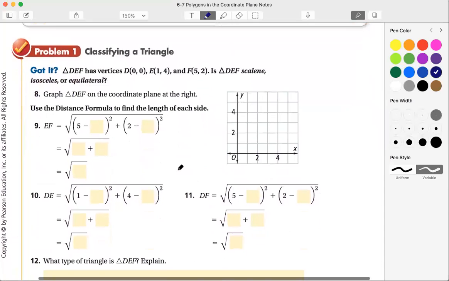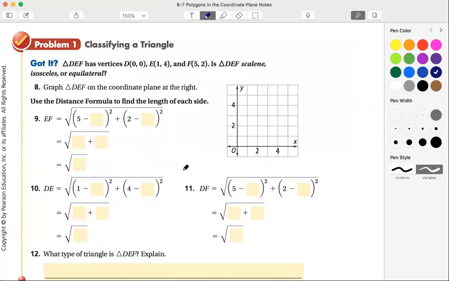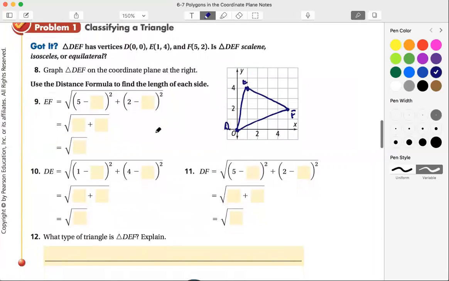All right, if I know the triangle has vertices at (0, 0), (1, 4), and (5, 2), is it scalene, isosceles, or equilateral? Step 1 is to graph the triangle. We're going to plot (0, 0), and that's point D, (1, 4), which is point E, and then (5, 2), which is point F. Connect the dots. I can't really tell by looking at it, so what I need to do is check some values. Let's find the distances of all of them.